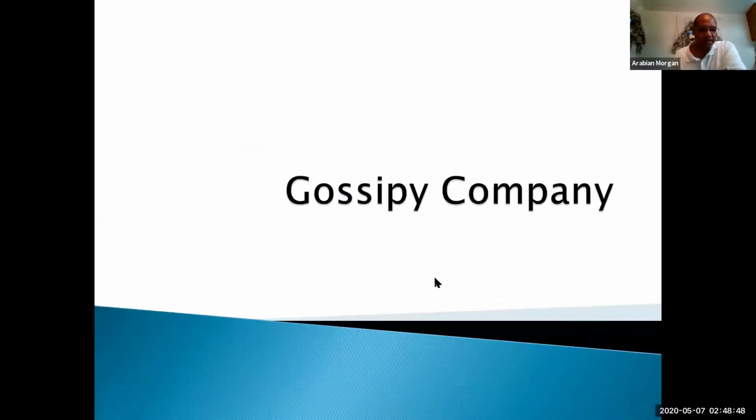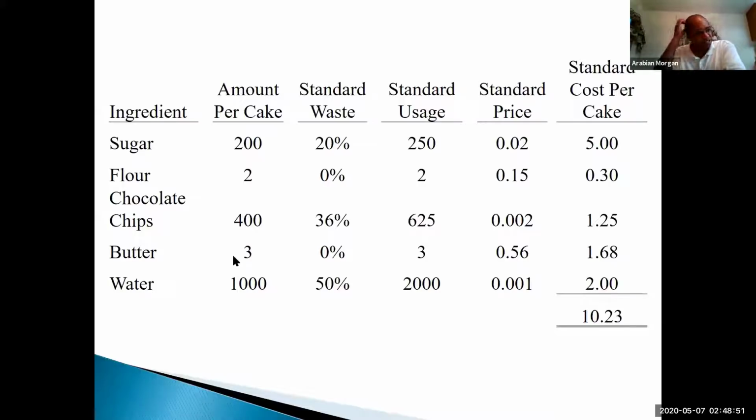The butter line item, I have a question on the butter line item. There was no standard waste, so that's 0%. You could put that in the formula, you're still going to get the same answer. You need 3 pounds of butter, and as long as you start off with 3 pounds of butter, you're going to be okay because there's no standard waste. But you can put that 0 into the formula of 3 divided by (1 minus 0), you're still going to get the standard usage being 3.